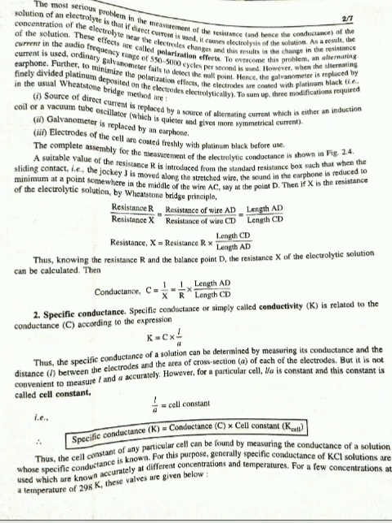Thus, the cell constant of any particular cell can be found by measuring the conductance of a solution whose specific conductance is known. For this purpose, generally specific conductance of KCl solution are used, which are known accurately at different concentrations and temperatures. For a few concentration at a temperature of 298 Kelvin, these values are given below. Concentration of KCl solution: 1.000 M. Conductivity or specific conductance: 0.113 Siemens centimeter inverse.